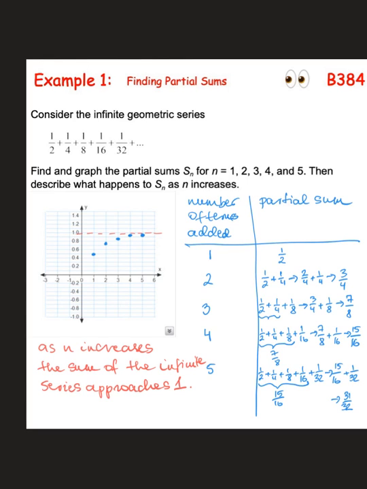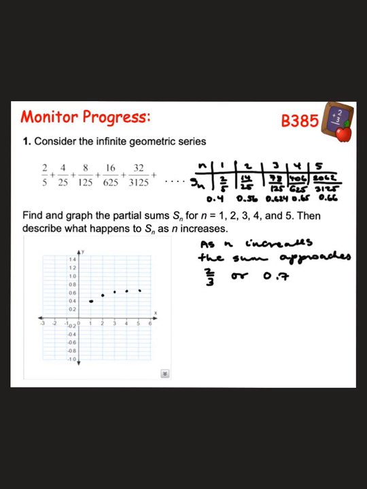Please work on your first monitoring progress problem before you move on to the next slide. So, looking at the partial sums of infinite geometric series, we can see that the sum would approach a number. However, there are some criteria.